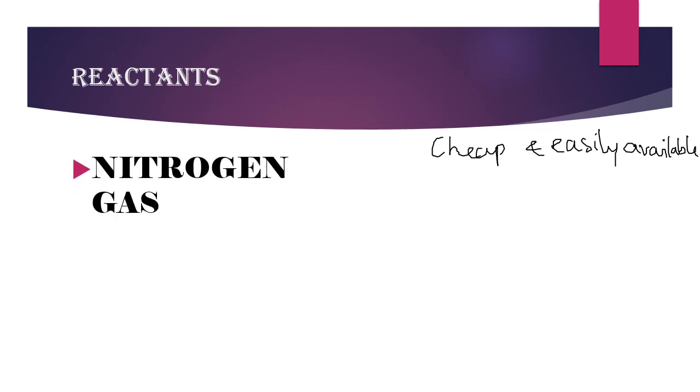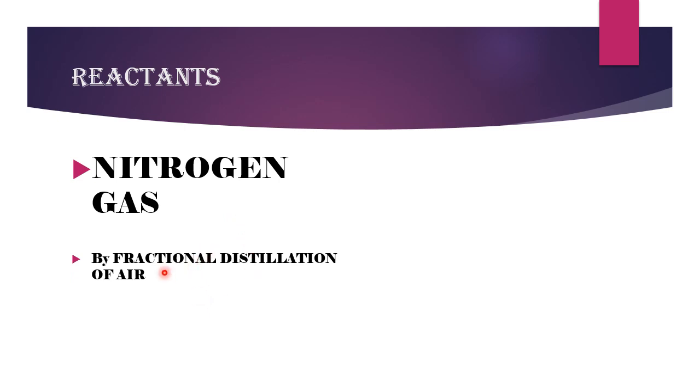So that is one, nitrogen gas. And nitrogen gas is available in what? In air. Plenty of nitrogen is available in air. So you will obtain nitrogen gas by fractional distillation of air. Fractional distillation means you will cool the air, turn it into liquid, then do the fractional distillation. At a particular temperature, where the boiling point of nitrogen is, you will get the nitrogen.